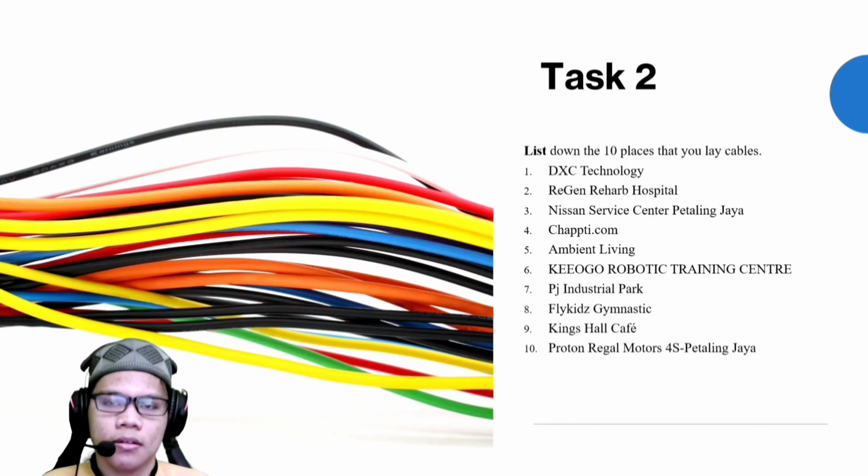The first question is to list down the 10 places where you lay cables. Starting from number 1 is DXC Technology, and the second one is Regen Rehab Hospital. The third one is Nissan Service Center Petaling Jaya, the fourth one is Chapati.com, and 5 is Ambient Living, 6 is Kyogo Robotic Training Center, 7 is PJ Industrial Park, 8 is Fly Kids Gymnastic, 9 is Kings Hall Cafe, and 10 is Proton Regal Motor 4S Petaling Jaya.